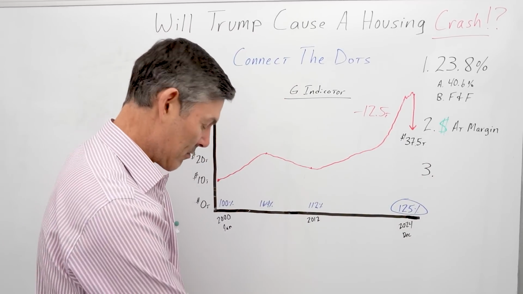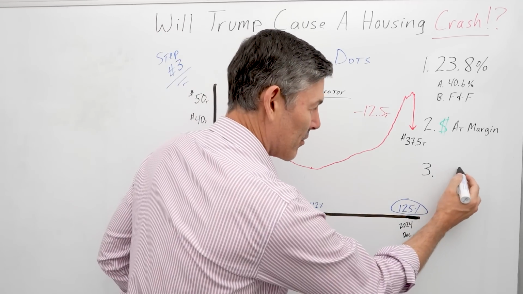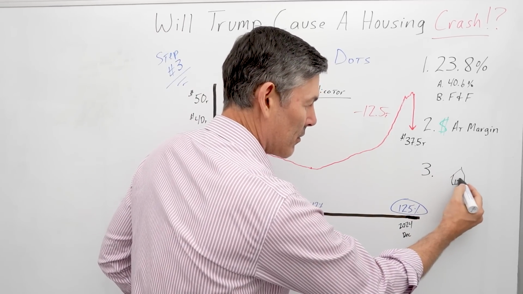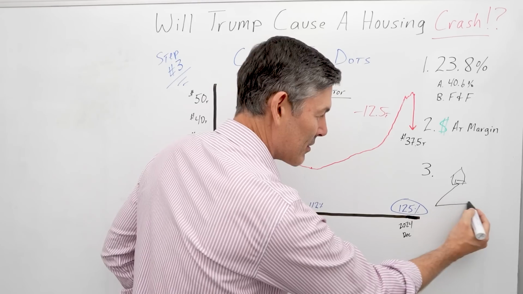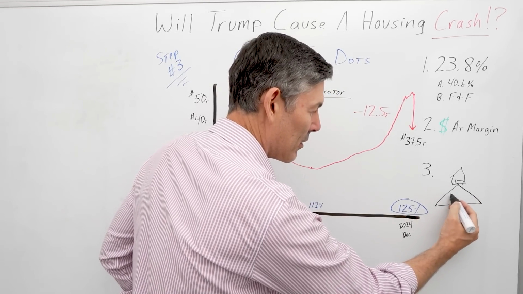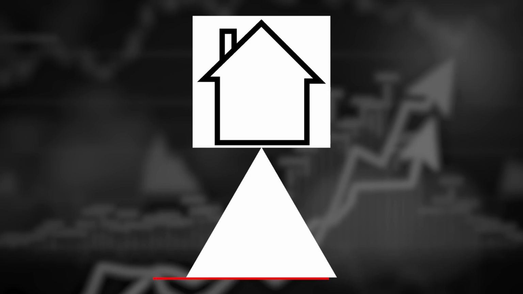But what we should be shooting for is something, let me get my black pen here, that actually is the opposite. So we've got the house or the asset on top, and then this is the economy on very solid ground. Therefore, the asset prices, the S&P 500 included, and the housing market would be on very solid ground as well.